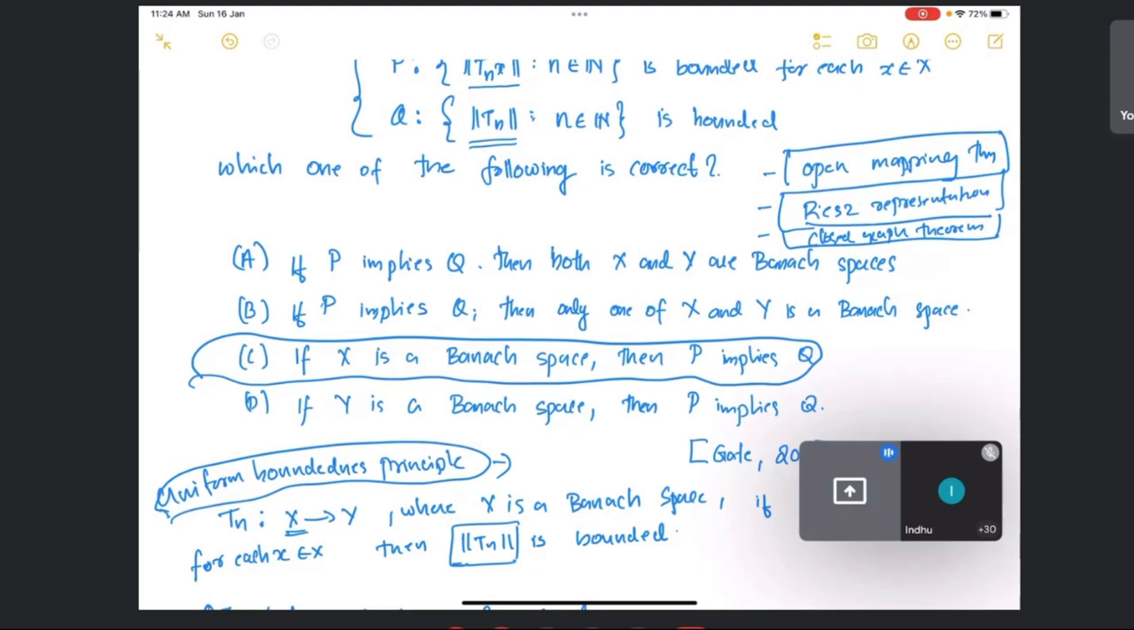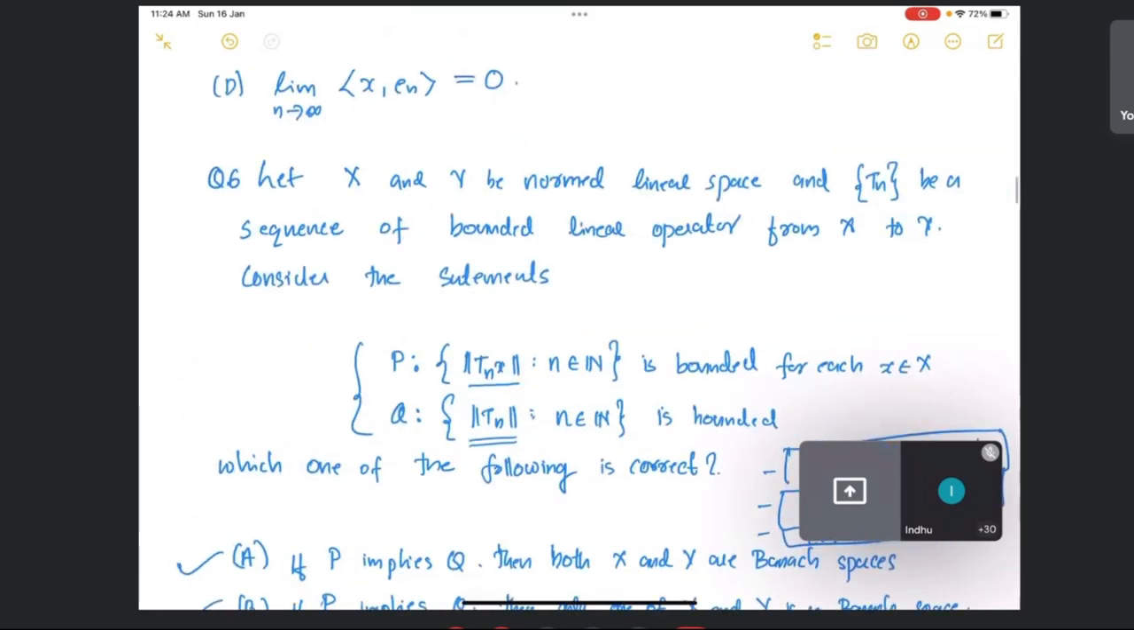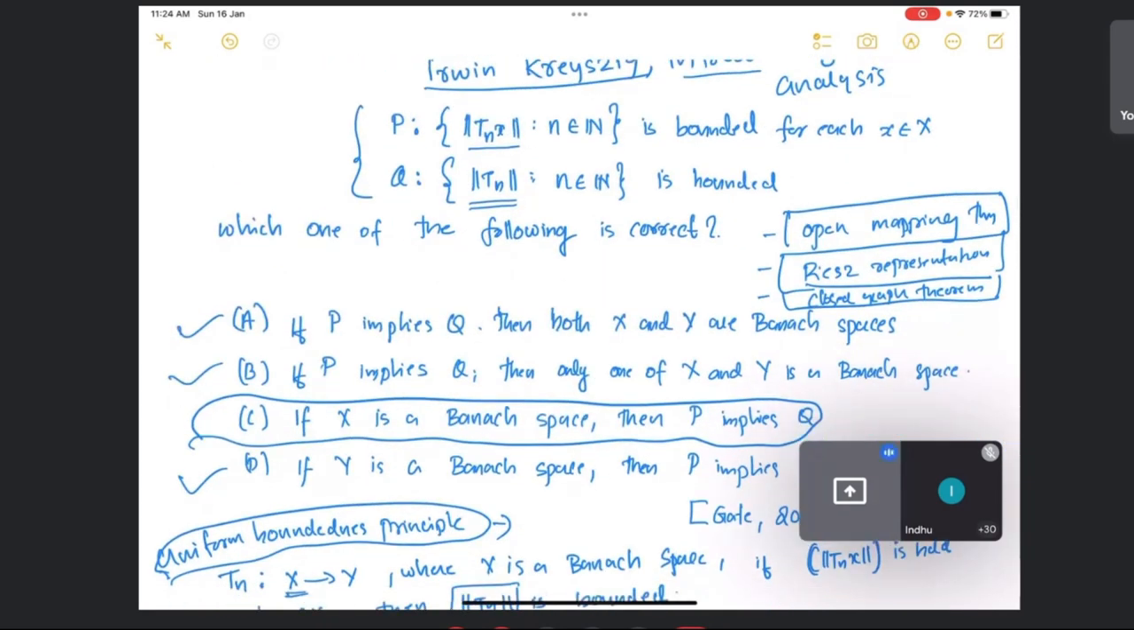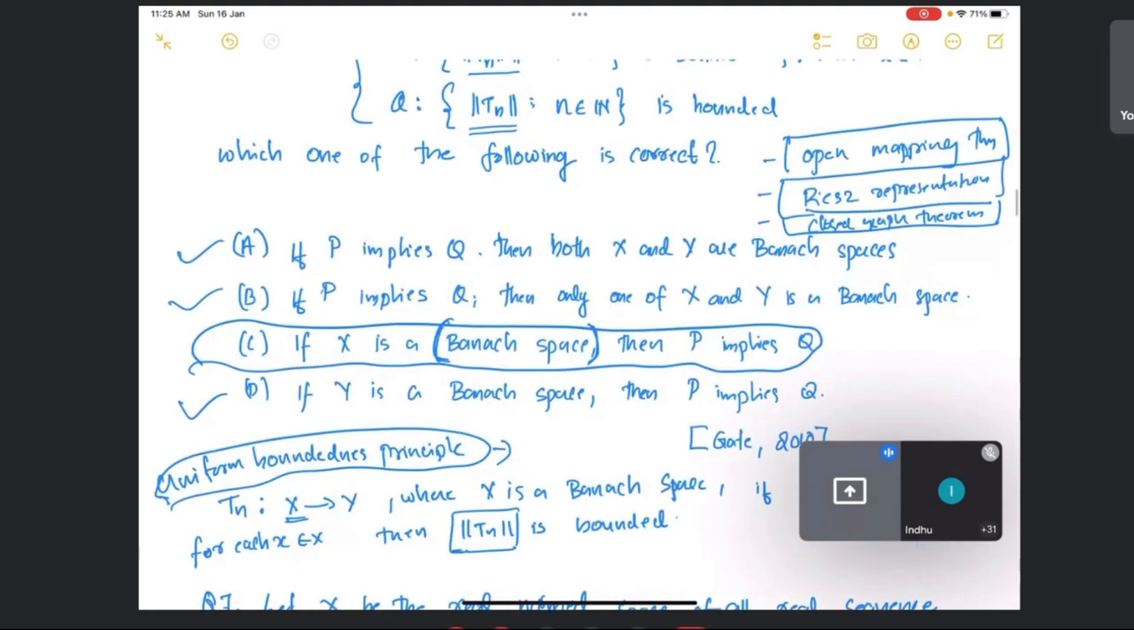To get counterexamples for all other facts, you can refer to Erwin Kreyszig's Introductory Functional Analysis. This is a book where you can see examples of why this Banach space assumption is really needed in the statement of the theorem. So this is just a straightforward question. I just wanted to let you know the importance of the uniform boundedness principle, so I took this question.